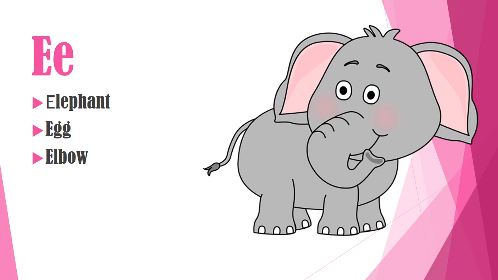E is for elephant. So the sound of E is a. Elephant, egg, elbow.